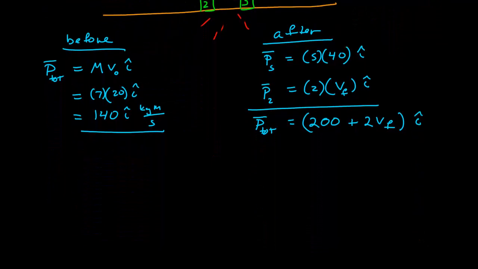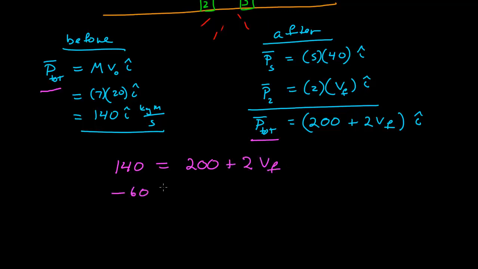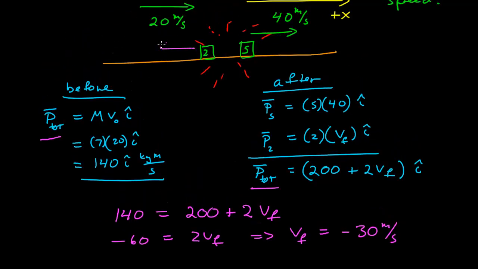Okay. So let's go ahead and use this. If we invoke conservation of momentum, then the initial total momentum of the system must be the final total momentum of the system. So 140 is equal to 200 plus 2 v final, negative 60 equals 2 v final. And so the final velocity of the 2 kilogram mass is negative 30 meters per second, so it's in the negative x direction. All right, and so that's what would happen if we could use conservation of momentum.